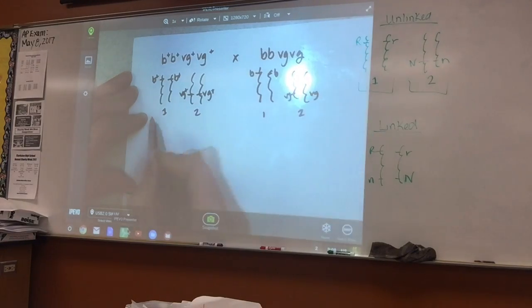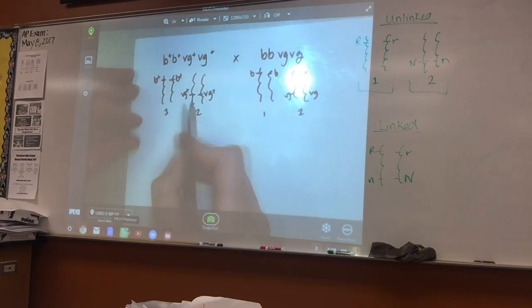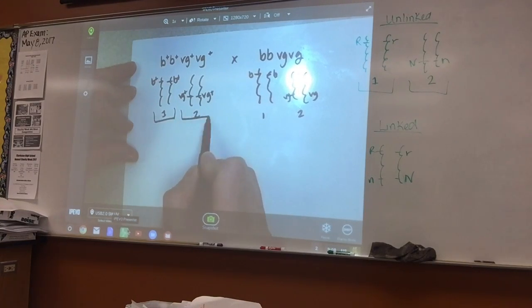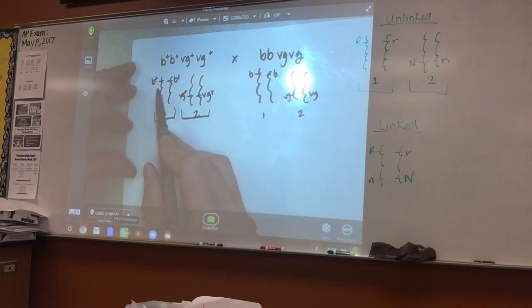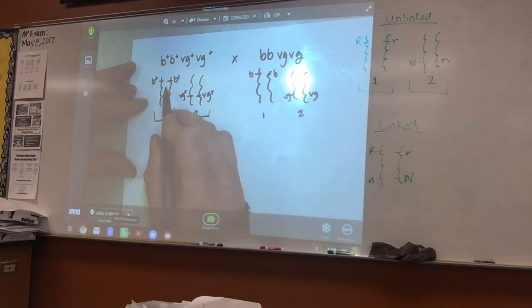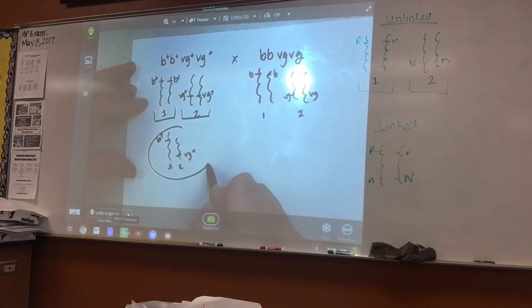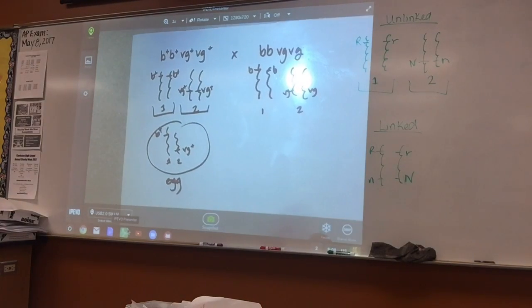So when this parent goes to make their egg and sperm cells, they're going to pass on one chromosome number 1 and one chromosome number 2 to their kids. For these two traits though, both of the chromosomes are genetically identical. So no matter which chromosome number 1 they give, it's going to have a B plus on it. And no matter which chromosome number 2 they give, it's going to have a BG plus. So if this was the female, this would be what her egg cells would look like.